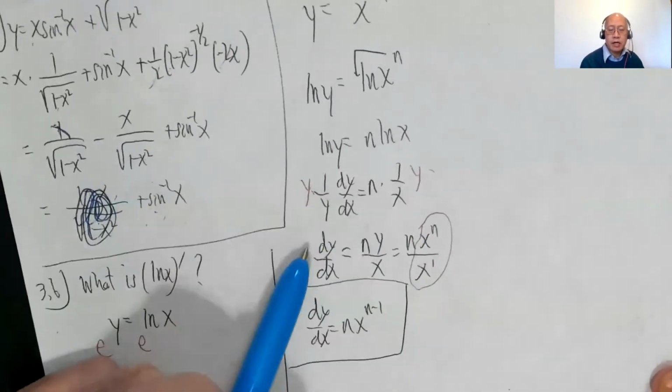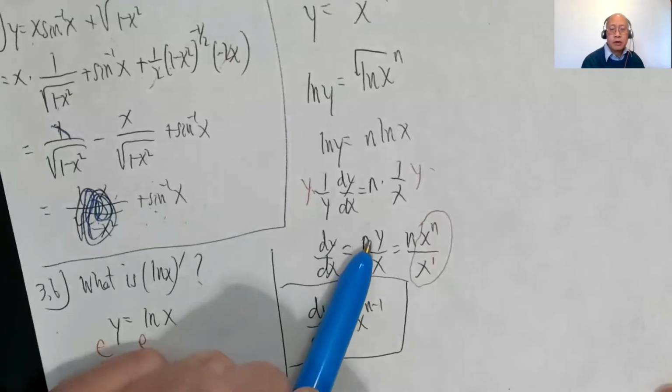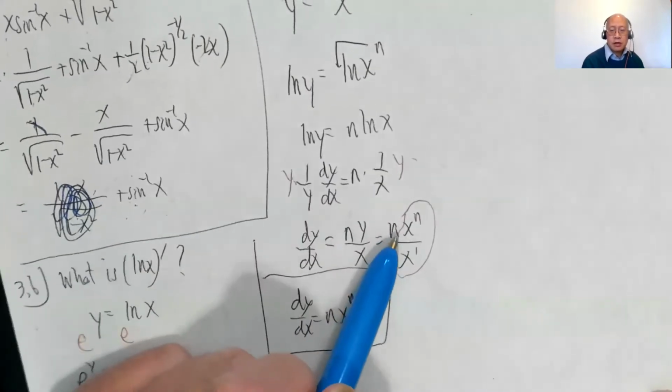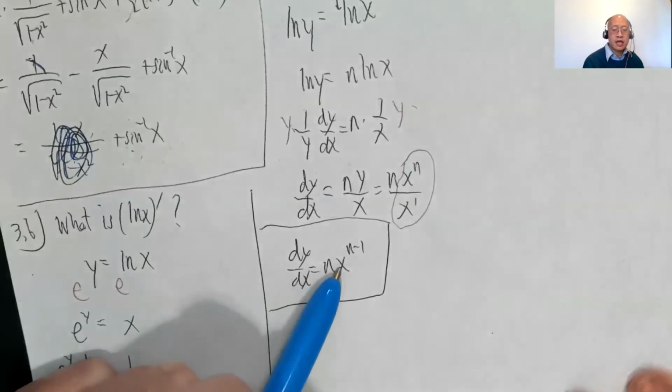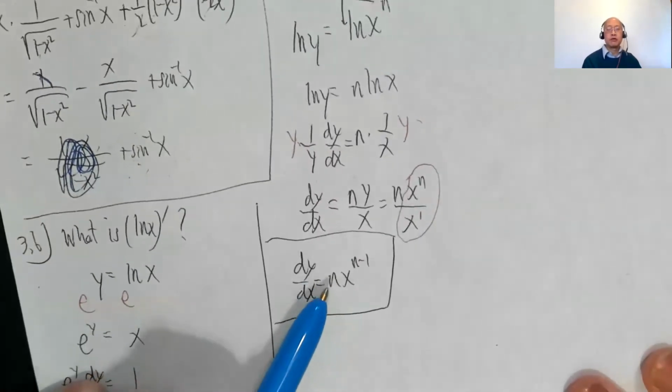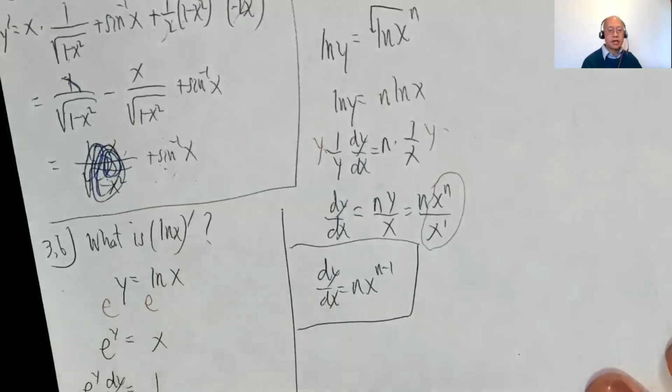Multiply both sides by y. dy/dx equals n y over x, but y was x to the n. So x to the n divided by x to the 1. dy/dx is n x to the n minus 1. So finally, we prove the power rule that the derivative of x to the n is n x to the n minus 1. Okay.